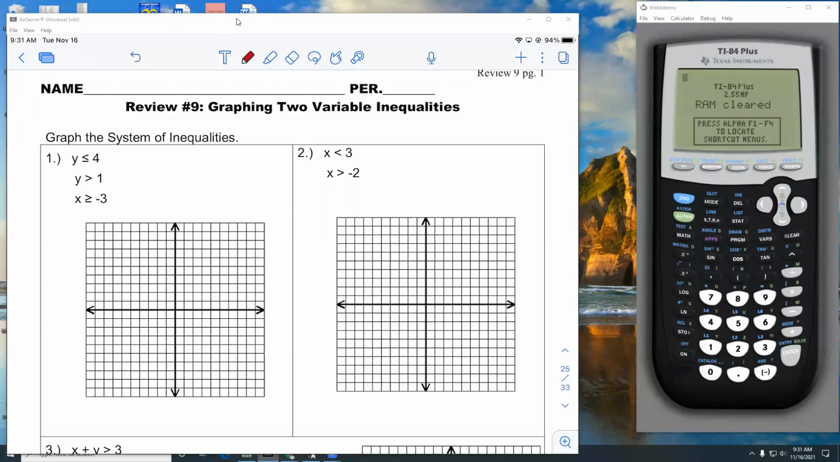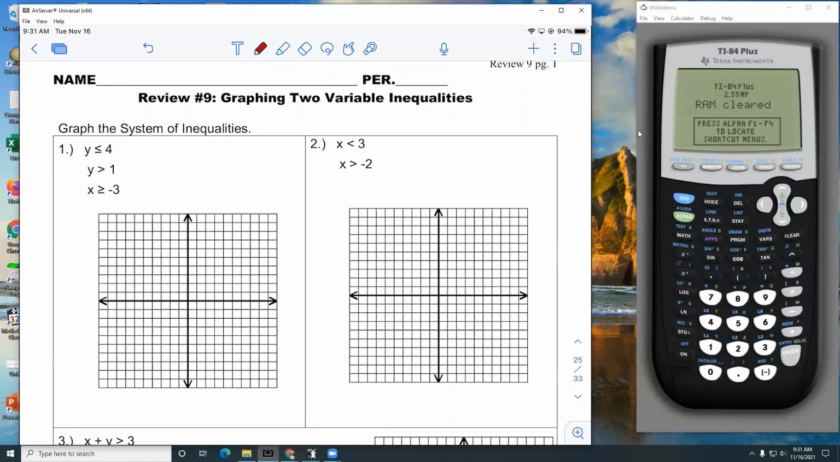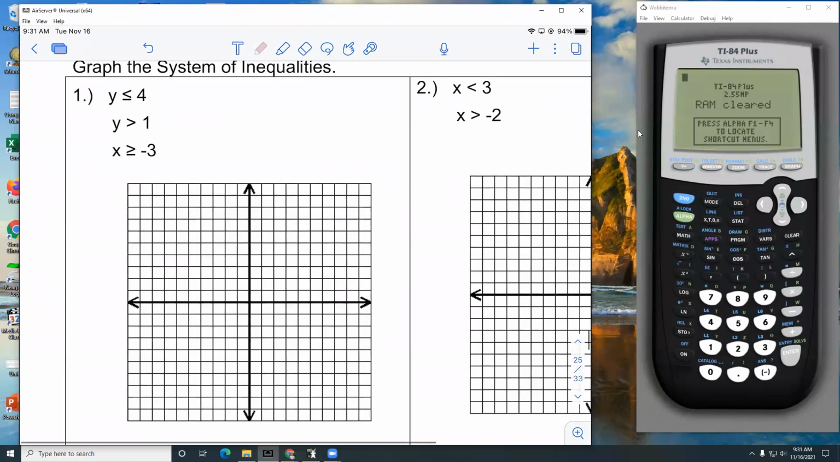All right, hey guys, this is going to be the video for review number 9. We're going over graphing two variable inequalities. So the first one we're going to do, we are going to graph the system of inequalities. Okay, so looking at number 1, I'm going to number 1, 2, and 3.